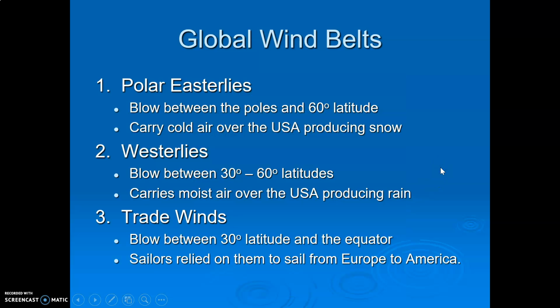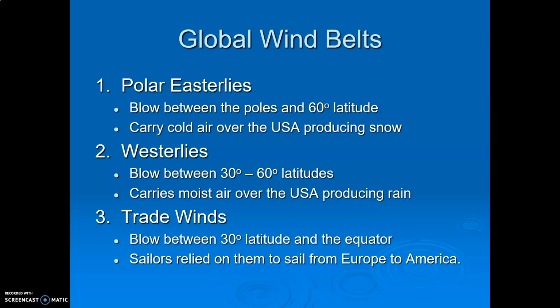The first wind belt we'll talk about is the polar easterlies. The polar easterlies are found blowing between the poles, North Pole and South Pole, and 60 degrees latitude. When we're talking about these wind belts, we're always talking about north and south, so there are two polar easterlies. They are the reason we have cold air over the United States producing snow in the winter. That cold air comes from the poles, coming down over northern Canada.